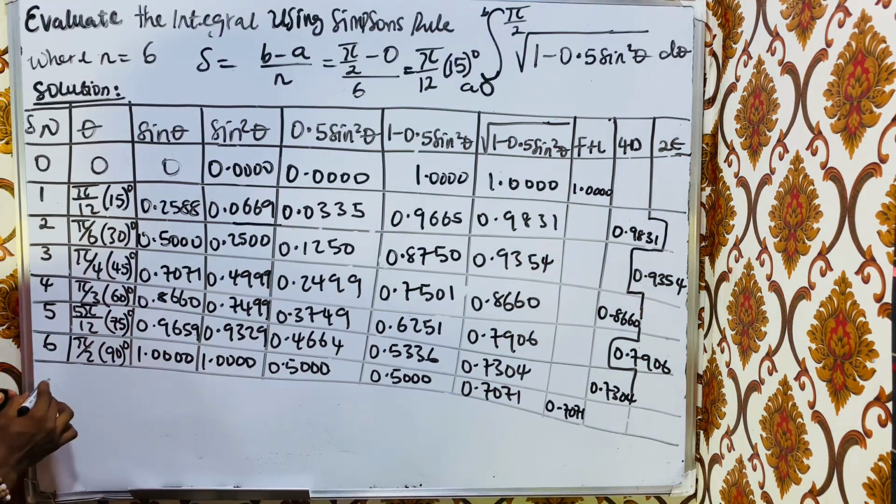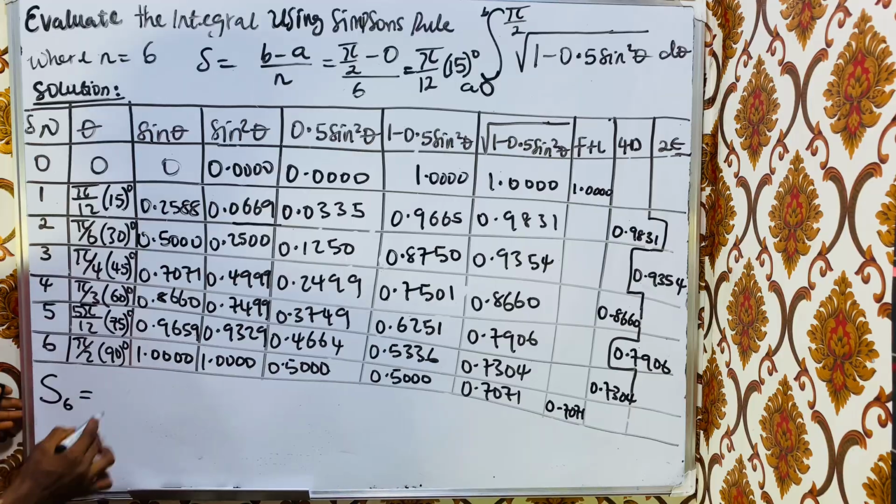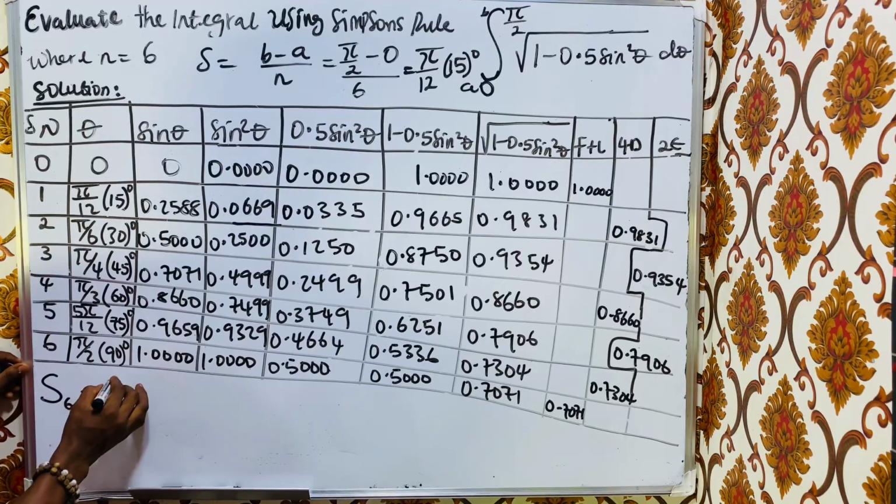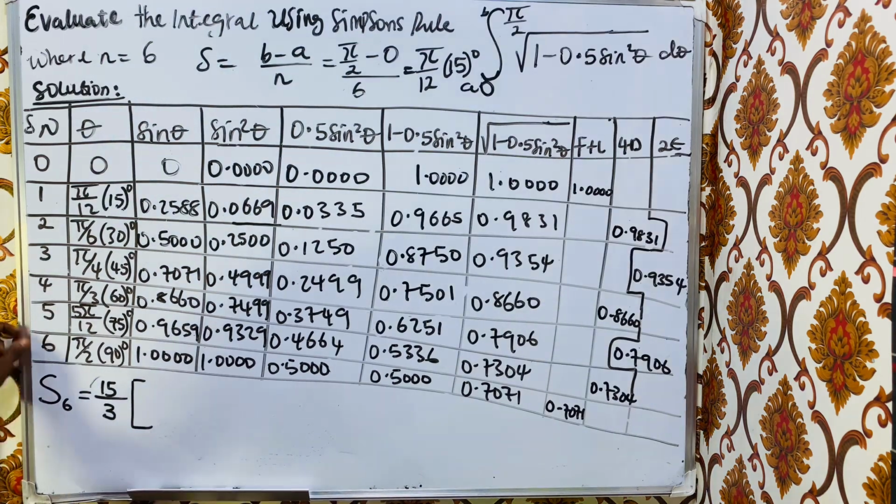So using the formula, our x6 is equal to, I hope this thing is still recording. Thank God. Our x6 is equal to what? Delta x. Our delta x is what? Which value do we get? Pi over 12, right? Which is also 15 degrees. We are going to have 15 all over 3.